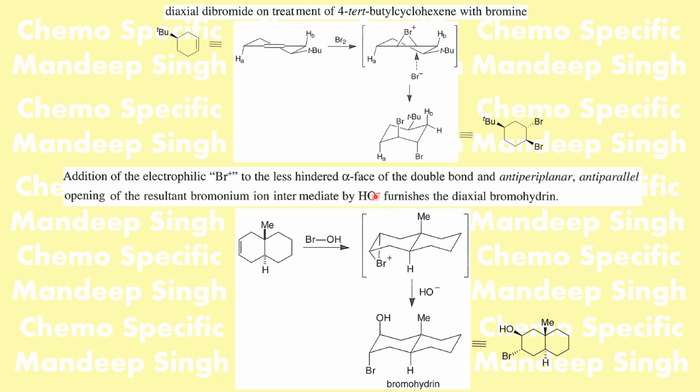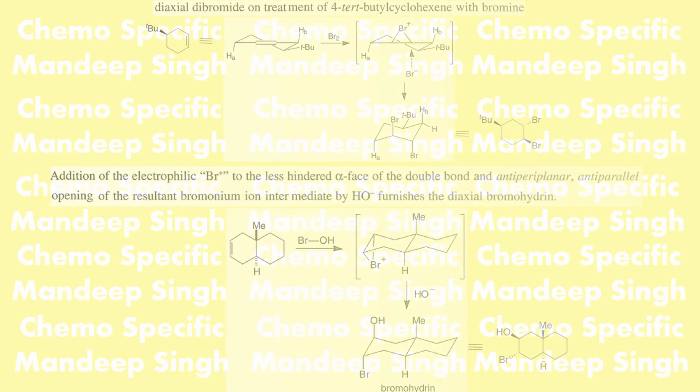अगेन पूरा का पूरा अगर आप उसका पढ़ेंगे तो ब्रोमियम एडिशन ऑफ द इलेक्ट्रोफाइल, दैट इज ब्रोमियन, इज टू द लिस्ट हिंडर्ड फेस. लिस्ट हिंडर्ड फेस मतलब कौन सा? अल्फा फेस, ठीक है. अल्फा फेस मतलब नीचे से आपका होगा. एंड एंटी पेरिप्लेनर एंटी पैरेलल ओपनिंग ऑफ रिजल्टेंट ब्रोमीन आयन, मतलब आपका क्या है, एंटी पेरिप्लेनर है, इसीलिए ब्रोमाइड आपका OH ने यहाँ अटैक किया, ये आपका ओपन हो गया टू गिव यू दिस पर्टिकुलर डिजायर्ड प्रोडक्ट.